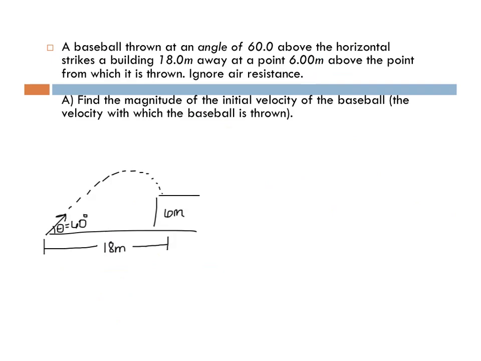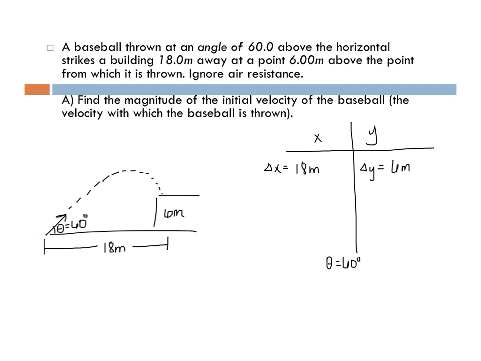Now, I can start by making a little chart with all the information that I know. Again, x, y. I know my displacement in the y direction is going to be 6 meters. So that's why using vectors is going to be so helpful, because we are talking about displacement. I know that my displacement in the x direction is 18 meters. I know that I'm being launched with 60 degrees. I also know gravity, so I'm going to go ahead and put that under the y information.